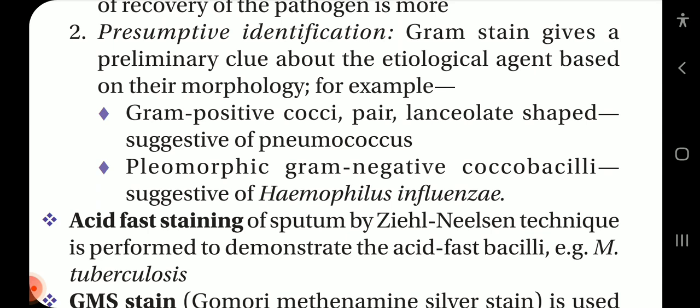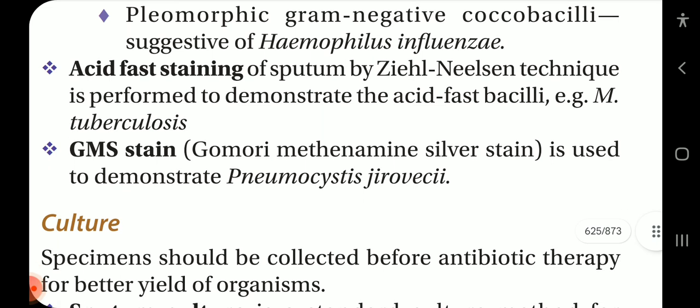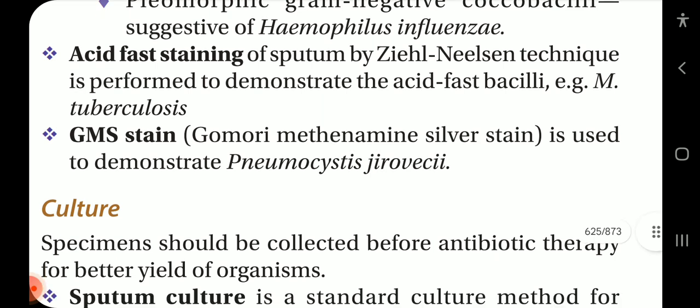For example, Gram-positive cocci in pairs, lanceolate shaped, suggestive of pneumococcus. Pleomorphic Gram-negative coccobacilli suggestive of Haemophilus influenzae. Acid-fast staining of the sputum by ZN technique is performed to demonstrate acid-fast bacilli, for example Mycobacterium tuberculosis. GMS stain, Gomori methenamine silver stain, is used to demonstrate Pneumocystis jirovecii.